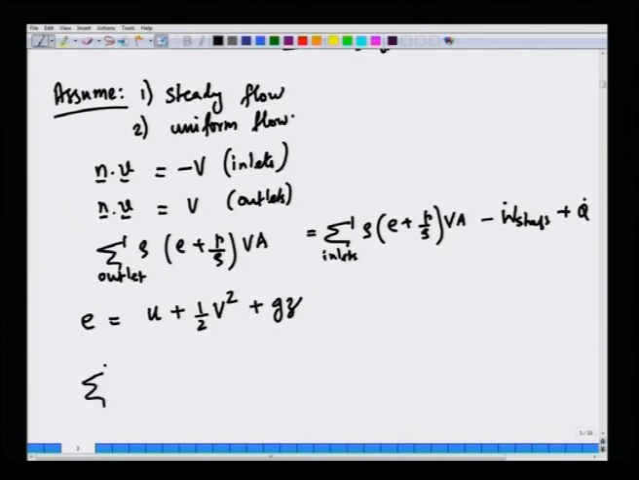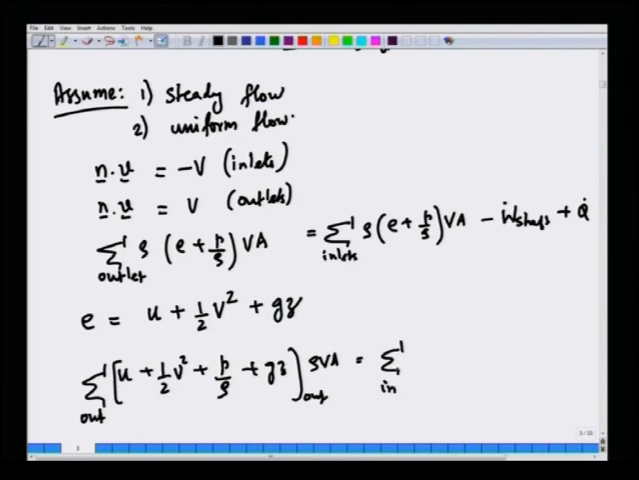So, we will write the summation over outlets, okay, of U plus half V squared plus P by rho plus GZ, times rho VA at outlet, is the summation over inlets of U plus half V squared plus P by rho plus GZ at inlets, rho VA, minus W dot shaft plus Q dot.